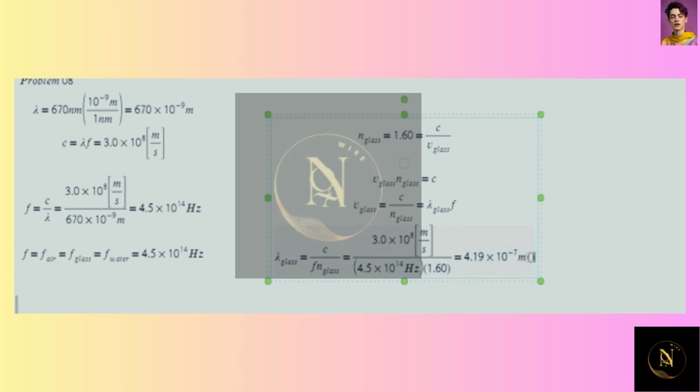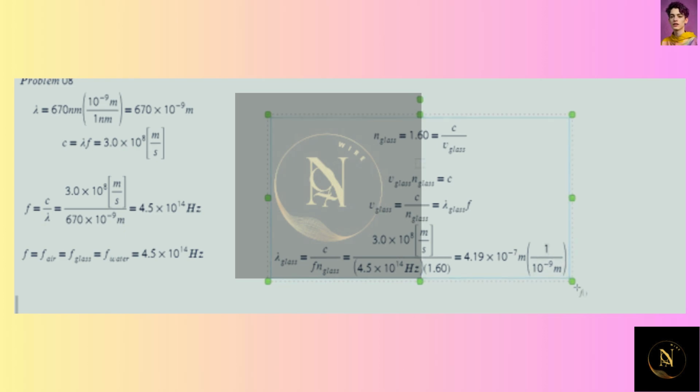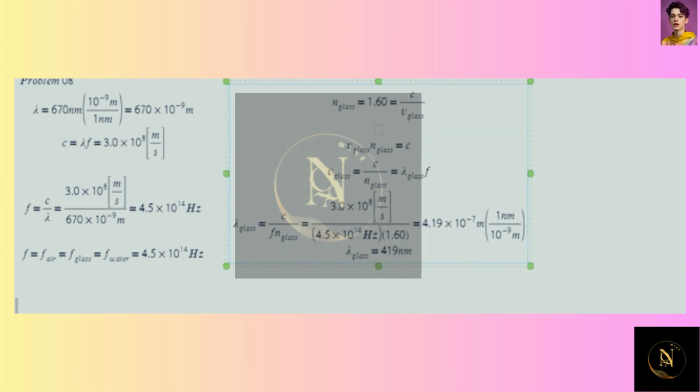So let's go ahead and convert this to nanometers. 10 to the -9 meters is equal to 1 nanometer. So when we simplify this, we get lambda glass is going to be equal to 419 nanometers. Okay, so this is for glass.